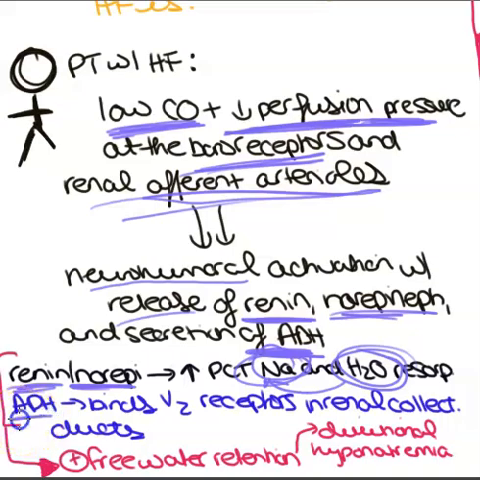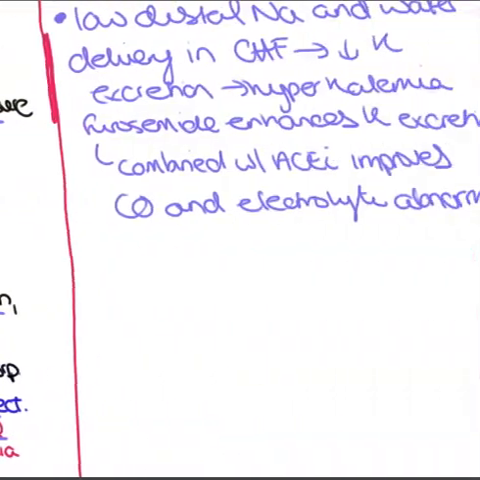And then also you have ADH, which is going to bind to V2 receptors at the collecting duct. And once they bind at the collecting duct, that's also going to result in water resorption. So these two processes together, one and then two, lead to free water retention, and that's what leads to the dilutional hyponatremia that you see associated with heart failure, and that's why it can tell you how severe the heart failure is.